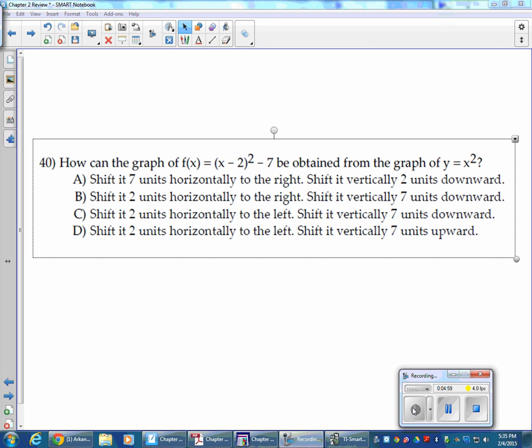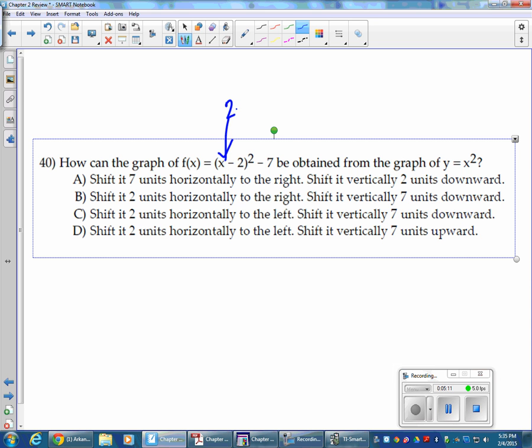All right, number 40, how can we obtain this graph, y equals (x minus 2) squared minus 7, if we start with this graph, y equals x squared? Well, the minus 2 inside is going to move it 2 units right, and the minus 7 outside is going to move it 7 units down. So that would be down 7, and 2 units right would be b. Let's look at that on a graph as well.